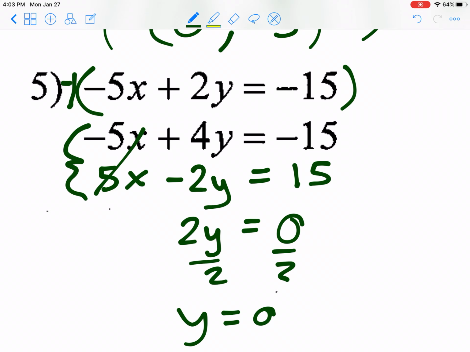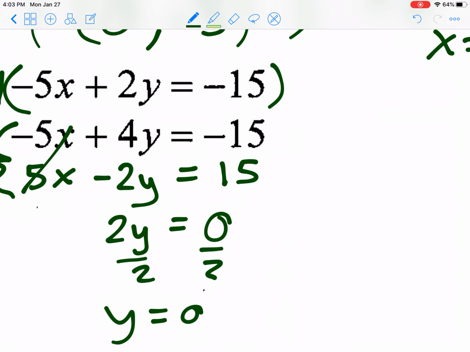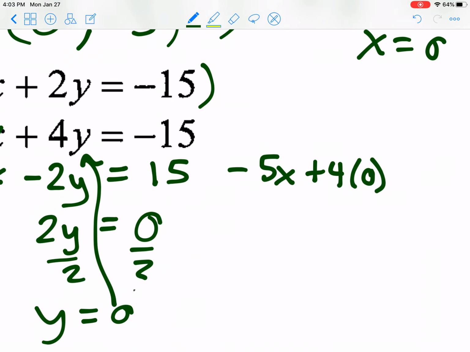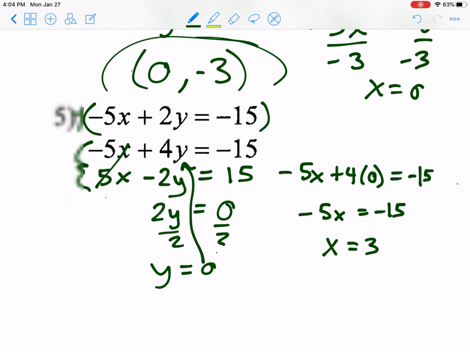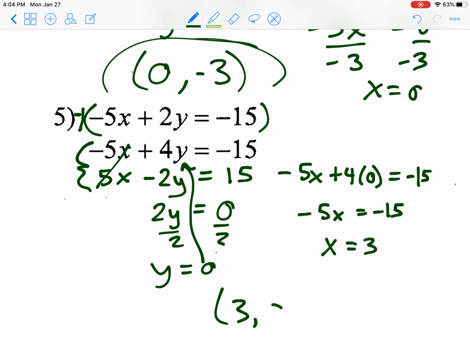To find x, let's just go ahead and substitute. I'll use the lower equation this time. -5x plus 4 times 0 equals -15. 4 times 0 is 0. So we have -5x equals -15. I could divide both sides by -5, and I would find that x equals 3. So the solution to this set of equations is 3, 0.